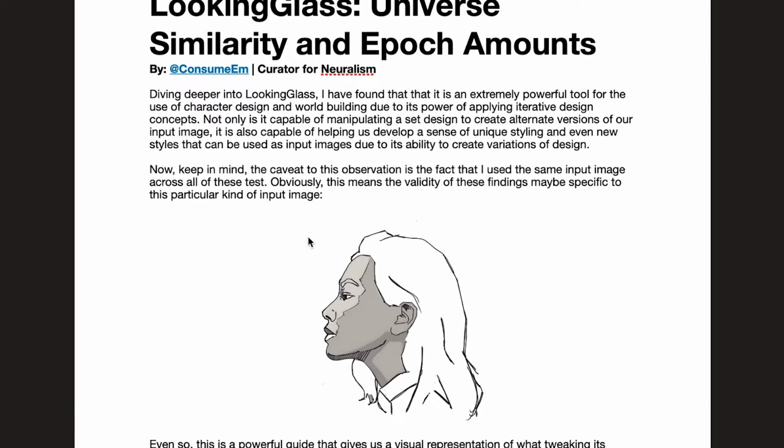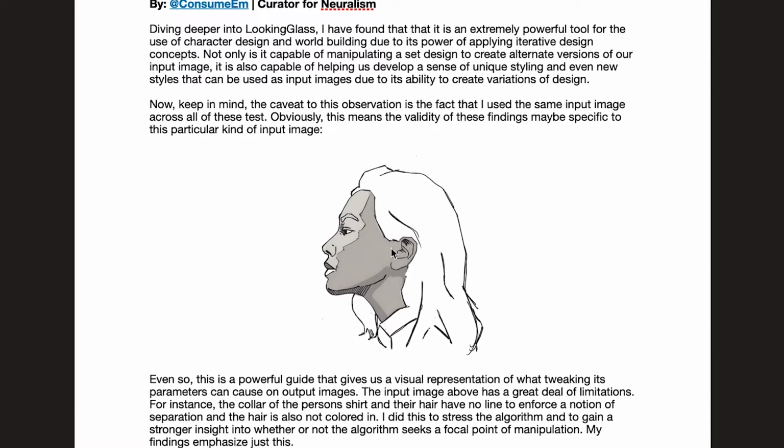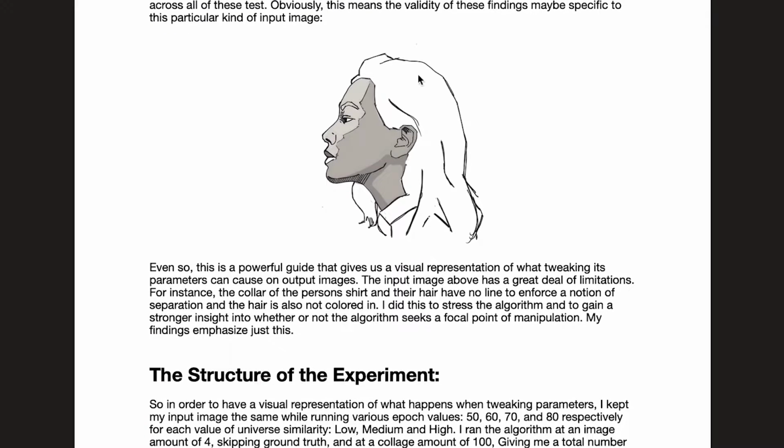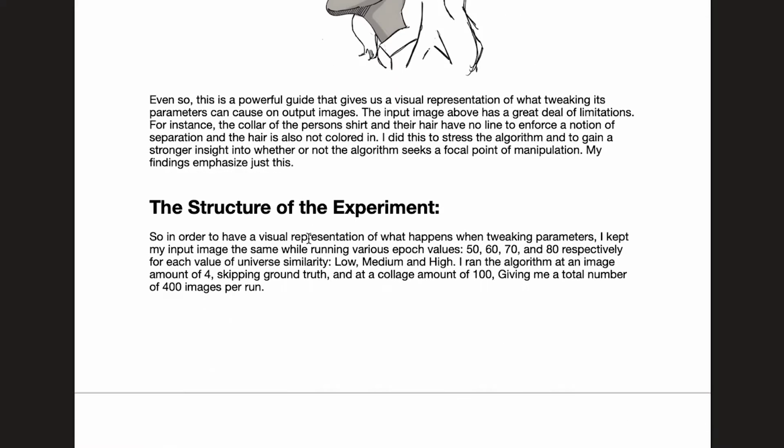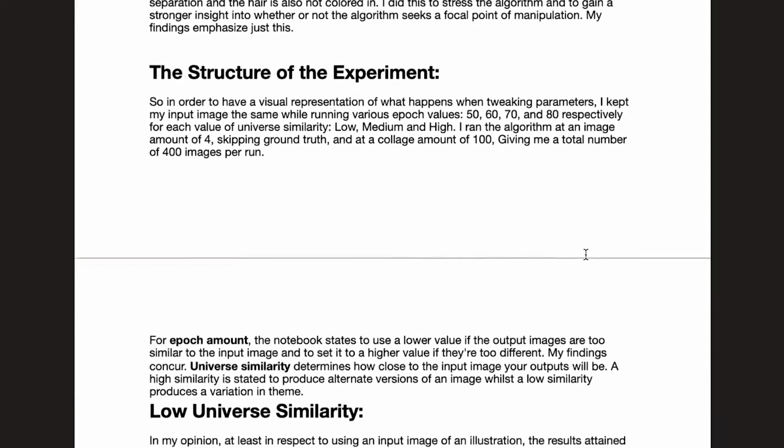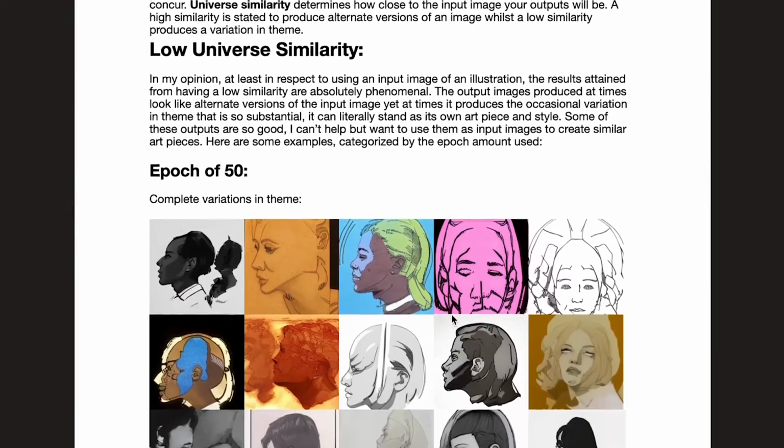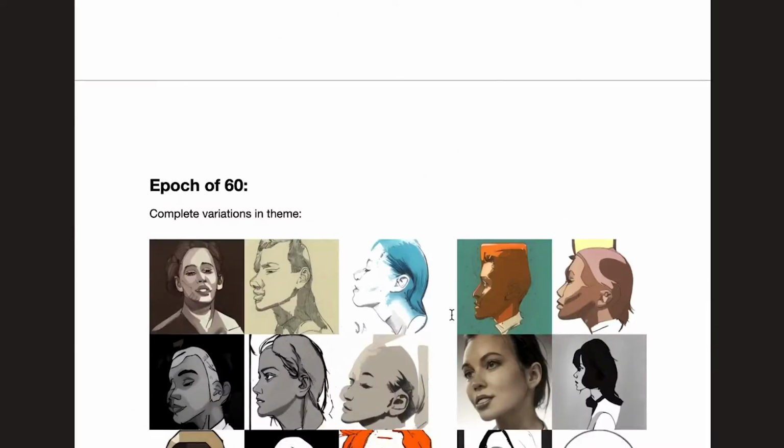So pretty much my experiment went as follows. I used this input image for every single iteration of the experiment I did. And I pretty much switched between each universe similarity value, so low, medium, and high. And I ran them through epoch values of 50, 60, 70, and 80 respectively. The findings are pretty substantial.